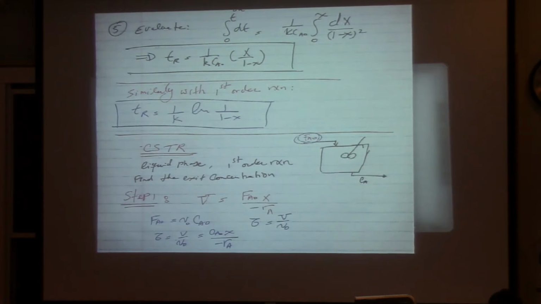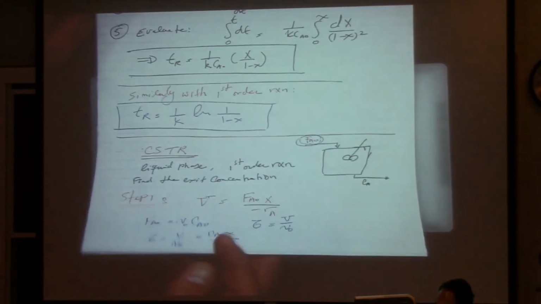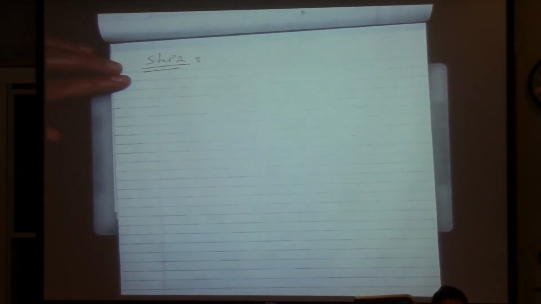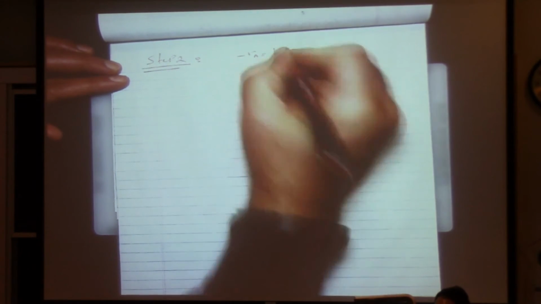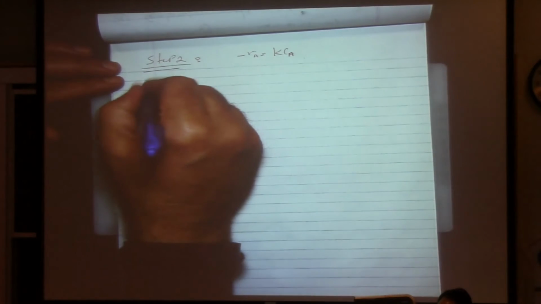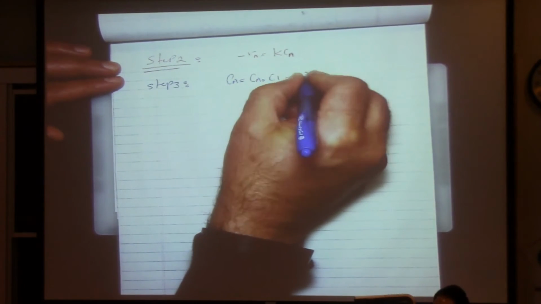Okay. So I'm going to flip the page to finish. Okay, step 2: the first order reaction, minus RA is k CA. Step 3 is the stoichiometry. Liquid phase, CA is CA0 times 1 minus X.